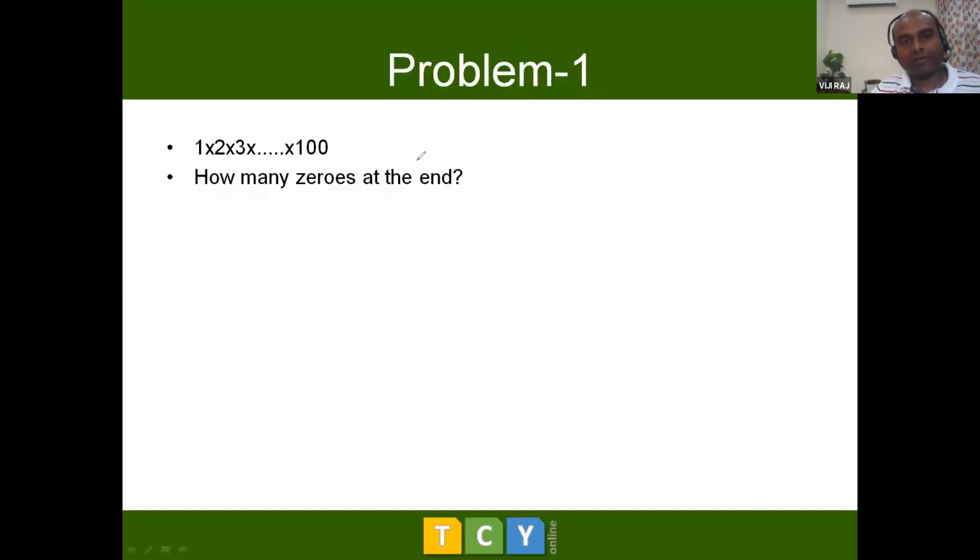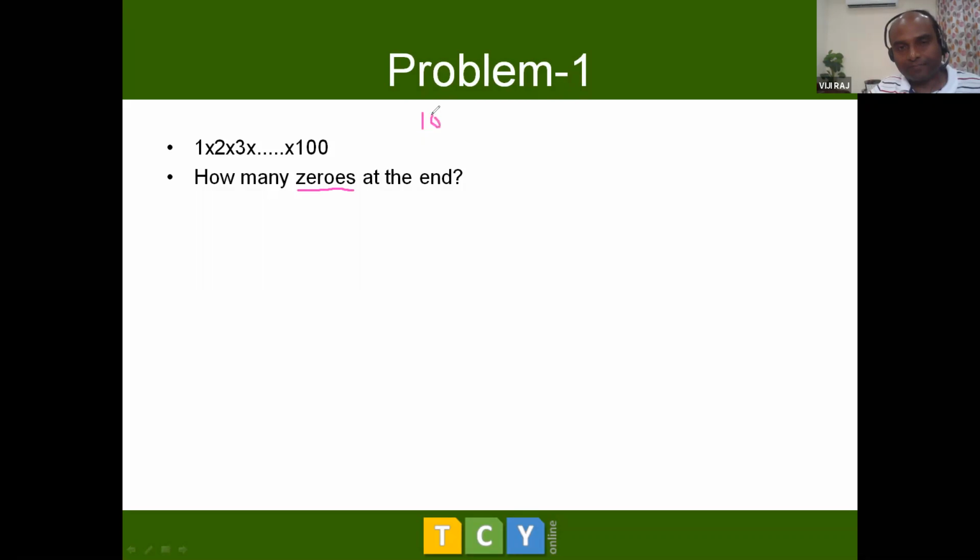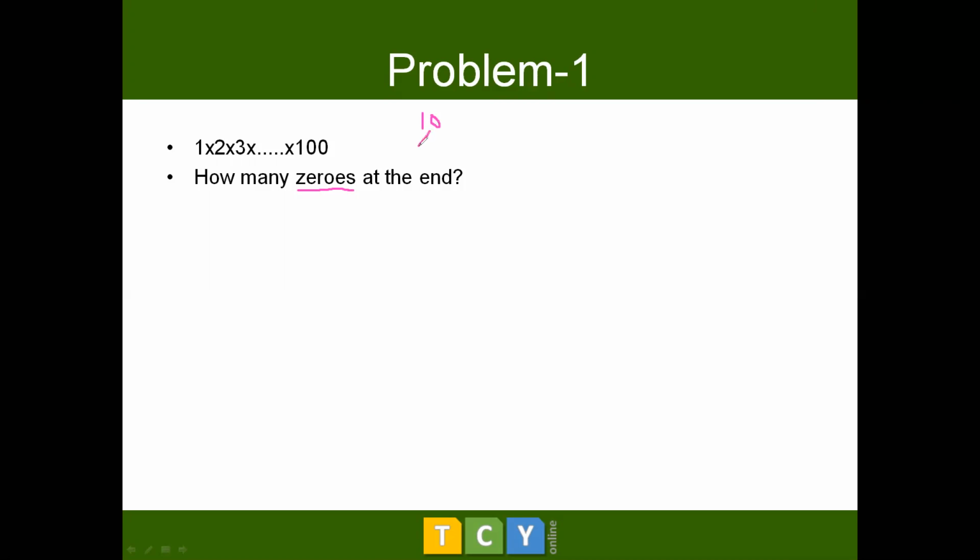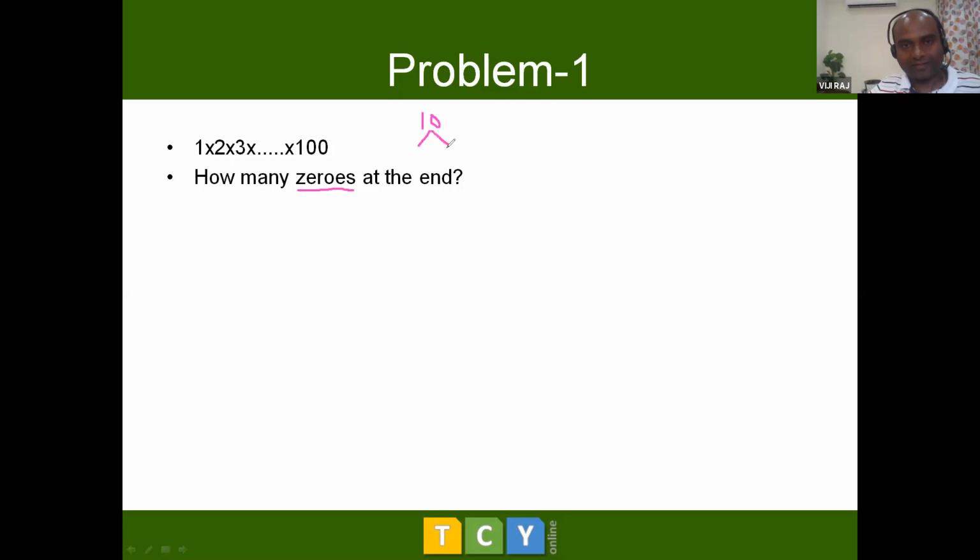Now, when we speak of zeros at the end, that would come from tens. We get a zero at the end when we multiply by 10. All of you agree? Yes, sir. Sambhav says 24, and I think he's right.